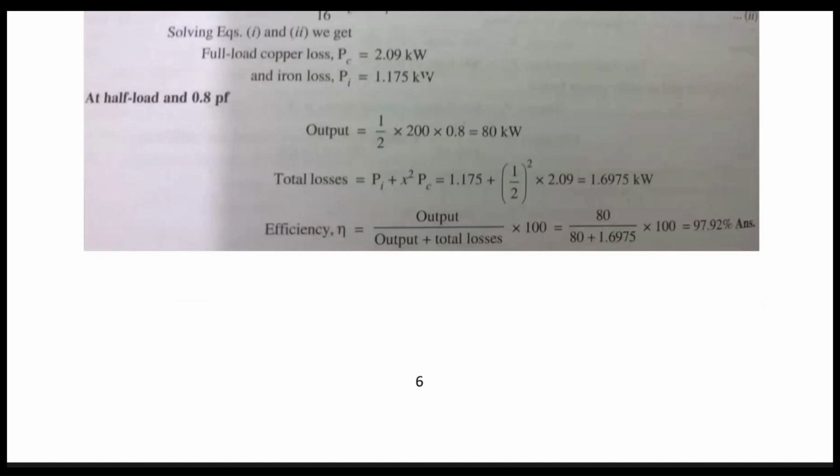So now the iron losses and the copper losses are known to us, the full load losses are known to us. So the efficiency is equal to output upon output plus losses. Substituting these values, we get the efficiency.